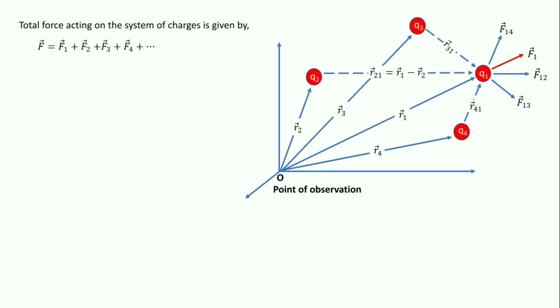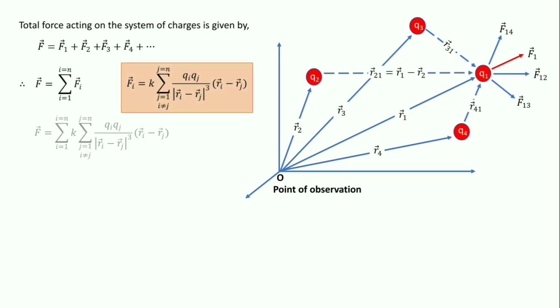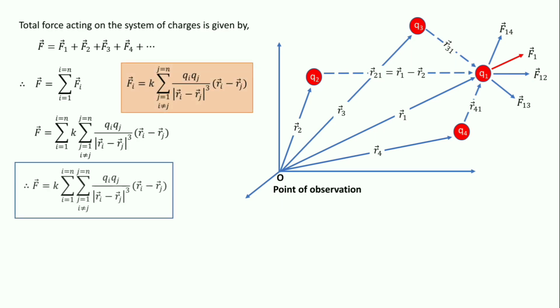Now, by putting different values of i, we can get F1, F2, F3 and so on. These are the net forces on charges q1, q2, q3 and so on. So just write down, net force of the system is F vector equals F1 vector plus F2 vector plus F3 vector and so on. We can write the same by using summation. Now put the value of Fi vector here. k is just a constant, so take it outside. So finally this is the required expression for net force of the system of charges.